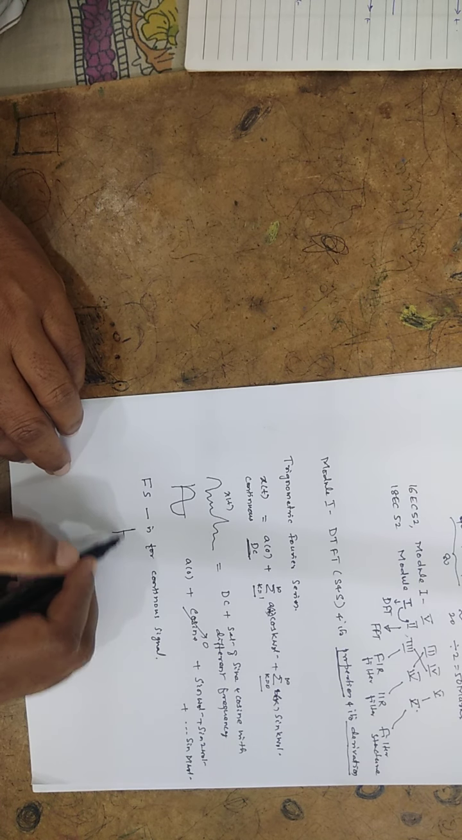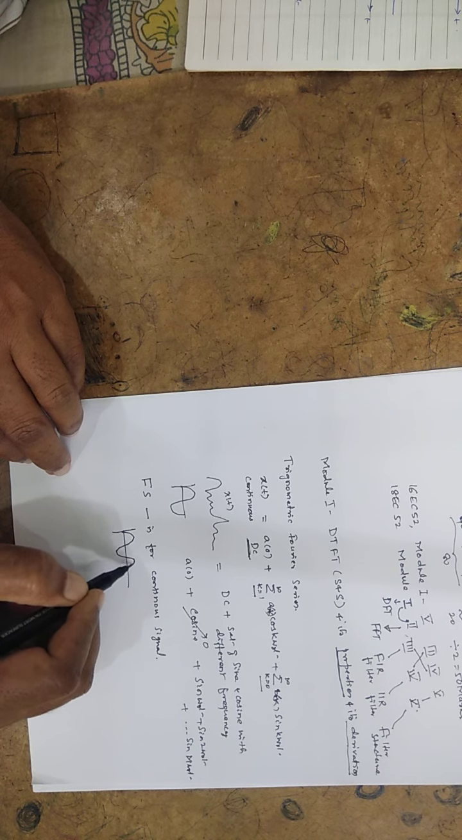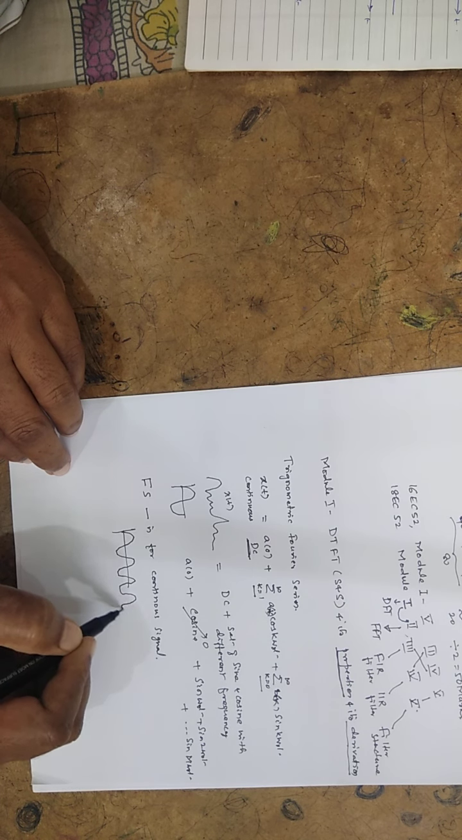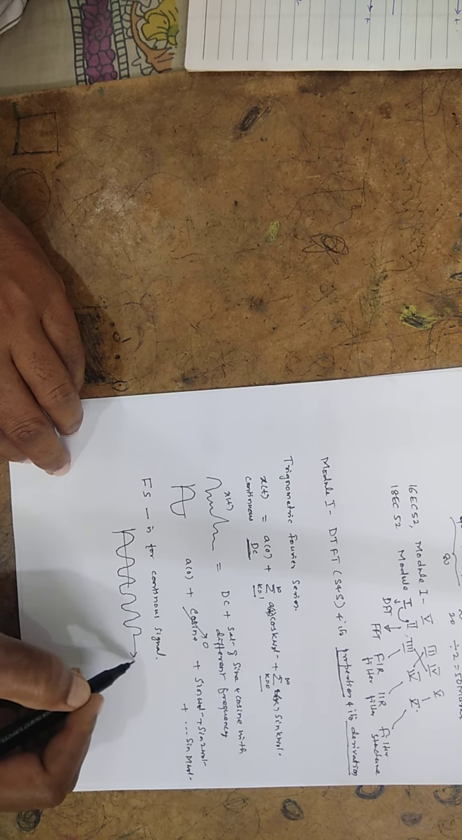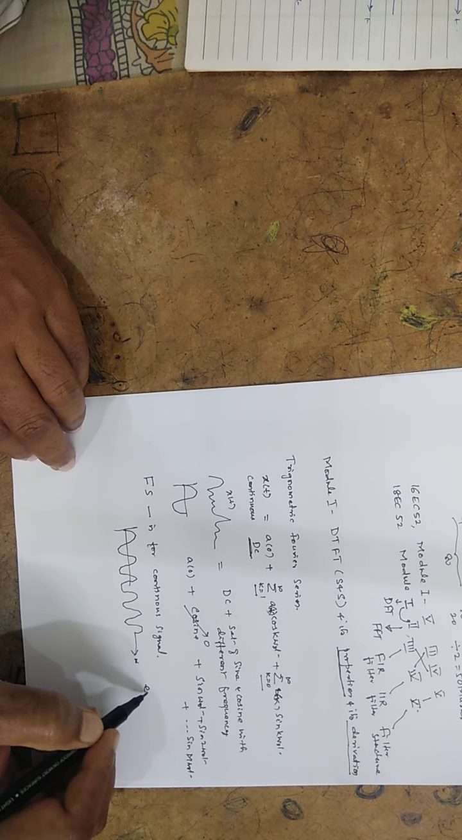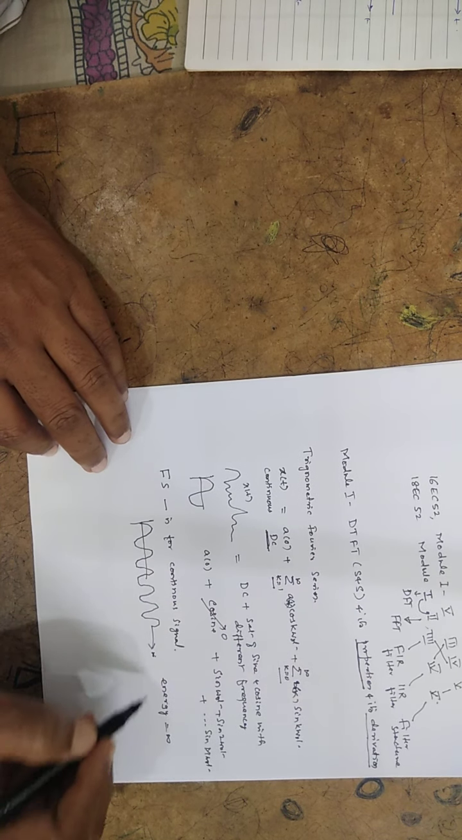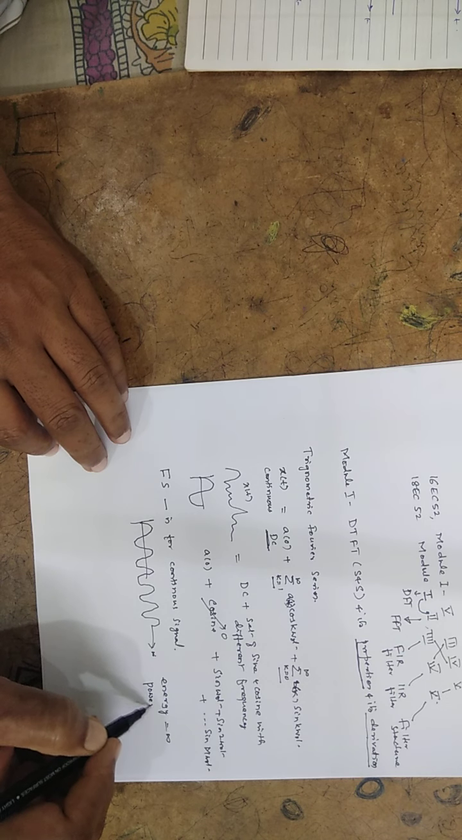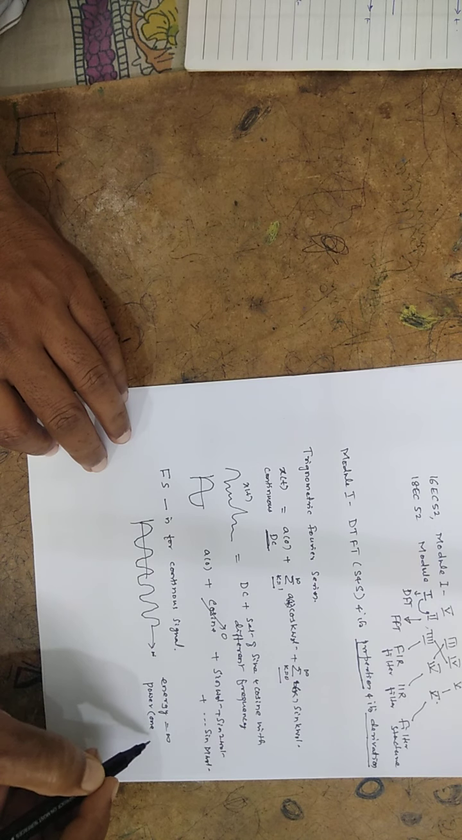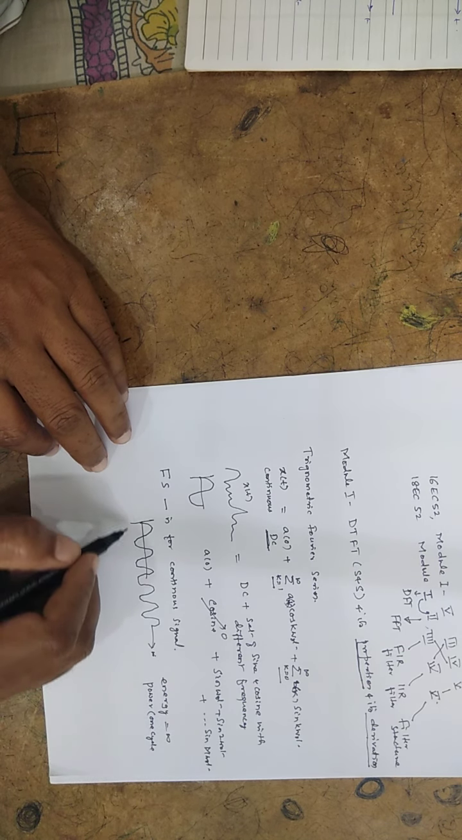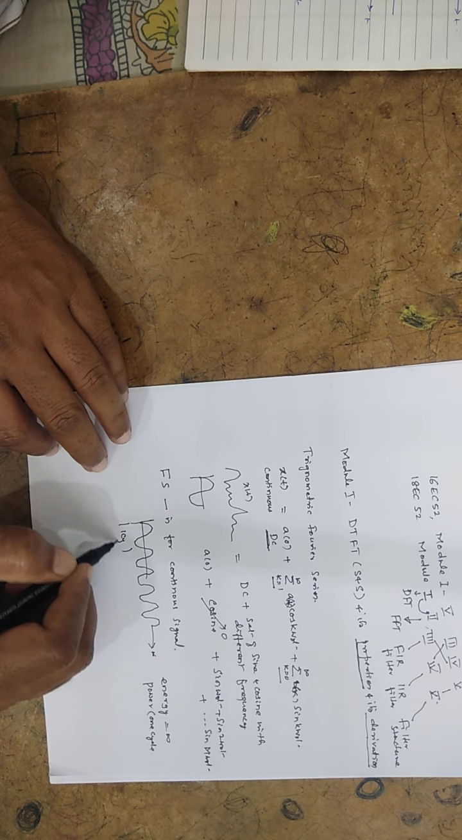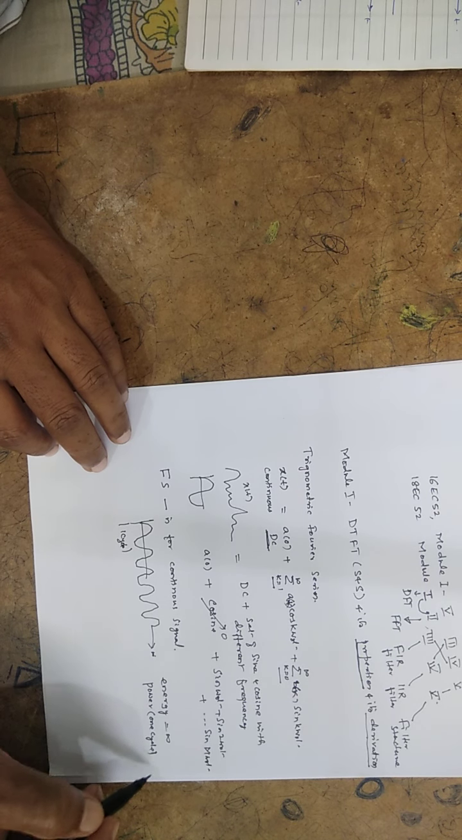Continuous signals means if it is sinusoidal, I call it a continuous signal which is going up to infinity. The energy of this signal is infinity, but the power over one cycle is finite.